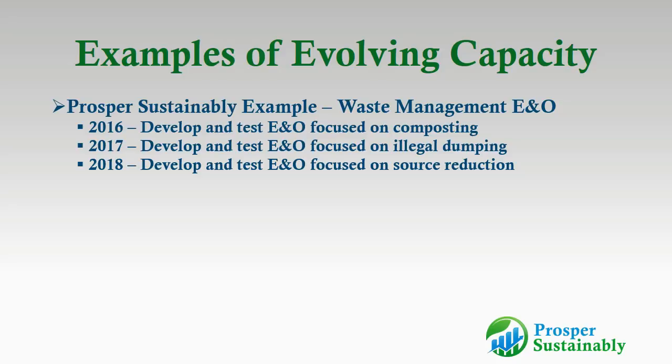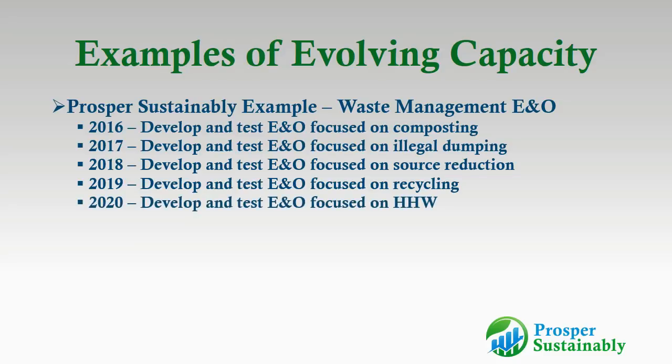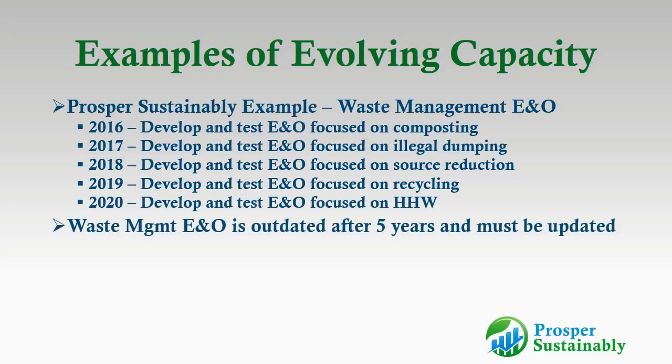So in 2018, your focus could shift to source reduction. Same thing, same channels of communication. And then 2019 would focus on recycling. And then if you have a 5-year plan, let's say in 2020, it could focus on household hazardous waste. Okay, so after 5 years, if you have a 5-year plan, these things are outdated and they need to be updated. So you cycle these exact same topics back through.